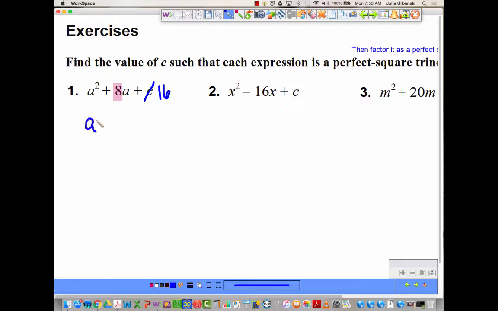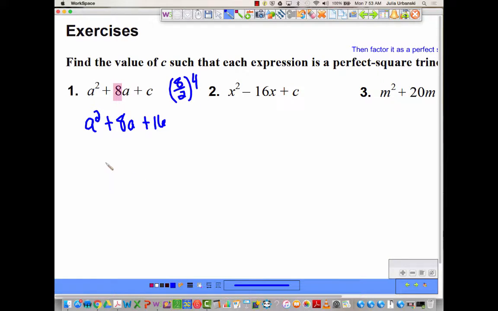If you don't like me crossing things out, then I'll write it down underneath. It's really just replacing the C. Plus 8a plus 16. Okay, so other people don't feel confused, tell me where the 16 came from. 8 divided by 2 is 4, and then you square it.